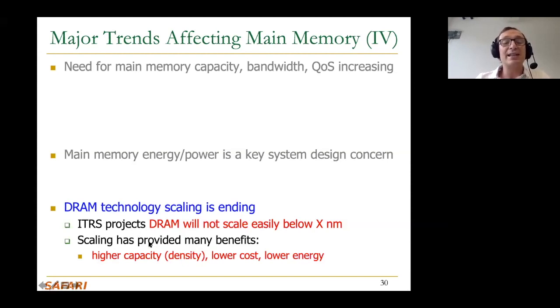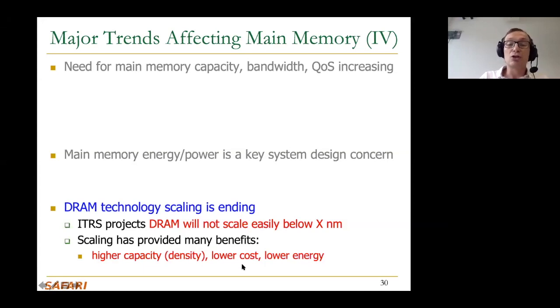But this scaling, technology scaling, has provided many benefits in logic as well as DRAM. Now we're focusing on memory, and DRAM is an example memory technology, right? But basically you get higher density in terms of cells. In logic, you get higher density in terms of transistors.